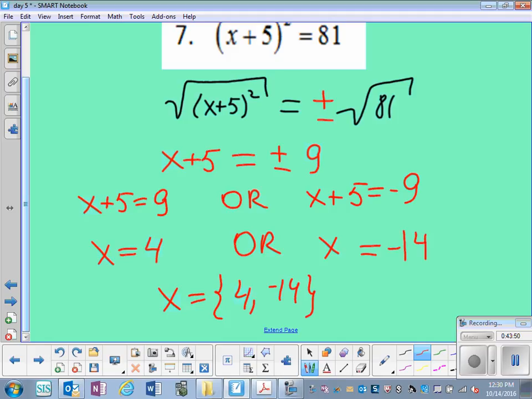Questions? Why negative 14? Because this equation with plus minus is actually two different equations: x plus 5 equals 9 or x plus 5 equals negative 9. When I solve the second one, minus 5, I get negative 9 minus 5, negative 14, right?